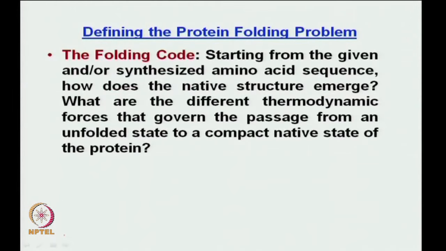Now, let us define the protein folding problem. When we are talking about protein folding, how do we define it? What exactly are we looking for? The first one is a folding code. Now, this you have already seen. What the folding code says is, starting from the given or synthesized amino acid sequence, how does the native structure emerge? When we say how does the native structure emerge, what we are saying is, what are the different thermodynamic forces that govern the passage from an unfolded state to a compact native state of the protein.